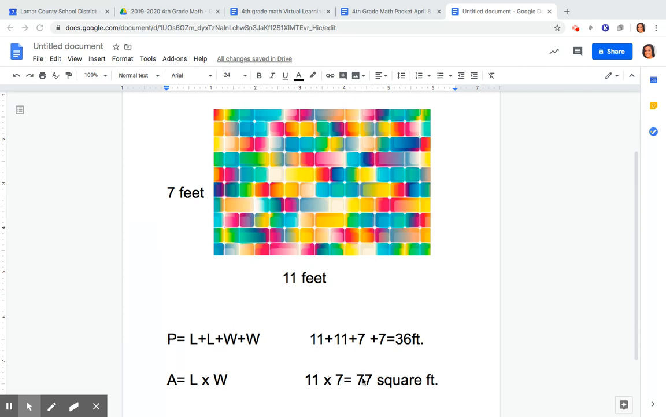Now, because you're finding area, we just talked about how you're splitting your rows and columns, and they are creating little square units. So that's why we say square feet. So it'd be 77 square feet. Remember that perimeter, you do not say square units. It's just 36, whatever units you're dealing with, which is feet. And then area is when you say square. So 77 square feet. Okay, I hope this brought back a little bit of knowledge on area and perimeter.